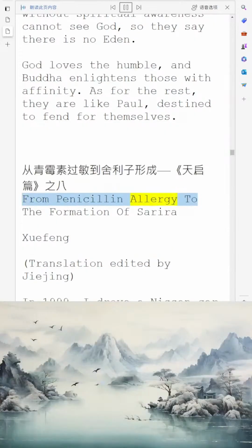From penicillin allergy to the formation of Saraira. Xiefeng. Translation edited by Jiejing.